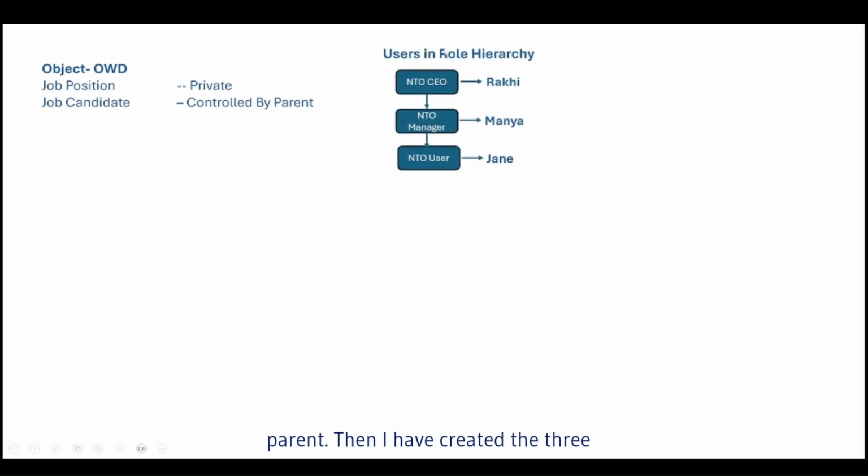Okay, so I have prepared some data for this session. I have created two custom objects: job position object, which has OWD as private, and another object I have created as job candidate, which is a child of this job position object in the master detail relationship. So the OWD is controlled by parent. Then I have created three roles for the session: NTO user, who reports to NTO manager, who reports to NTO CEO, and I have assigned three individual users to these roles.